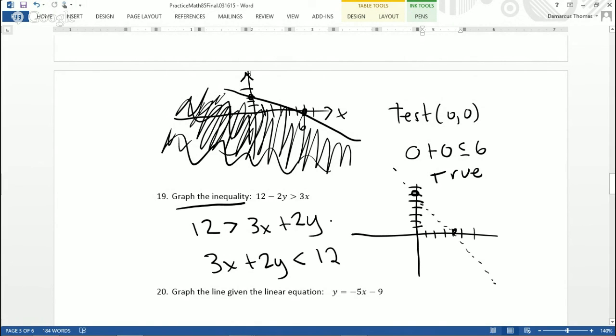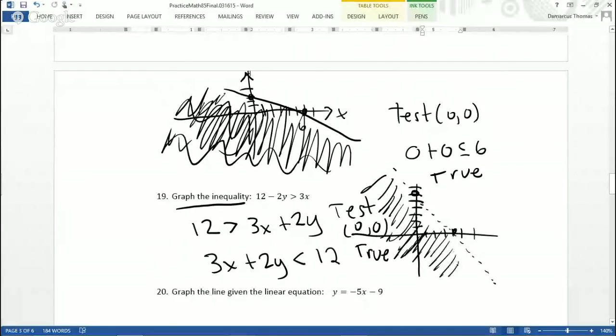And now I have to test the point. I'm going to test the origin at 0, 0, and see if it's true. If I plug 0 in for x and 0 in for y, I get 12 is less than 0 plus 0. That's clearly correct. It is true. And because it's true, now I get to shade all values that are on the side of my test point.